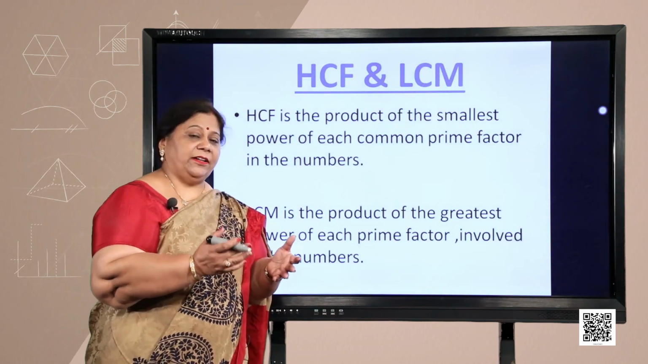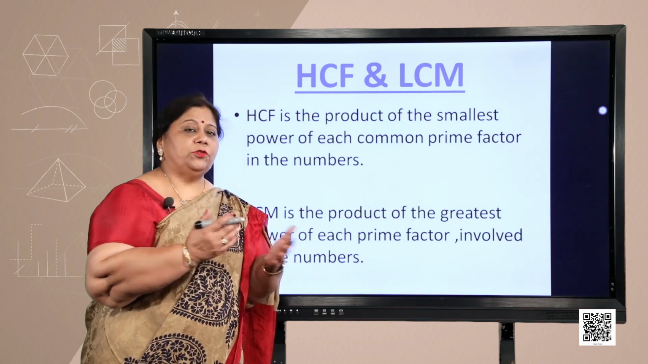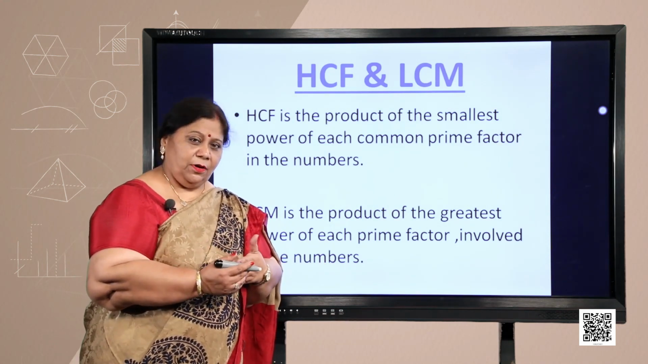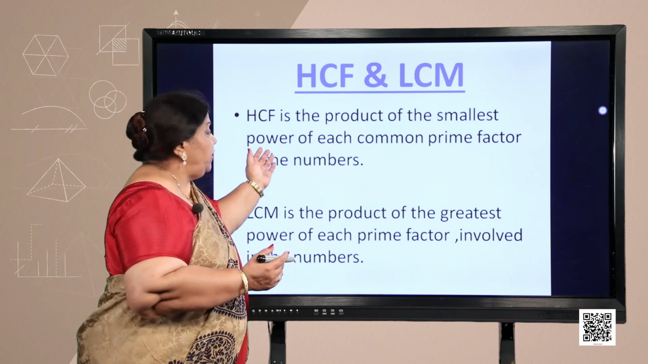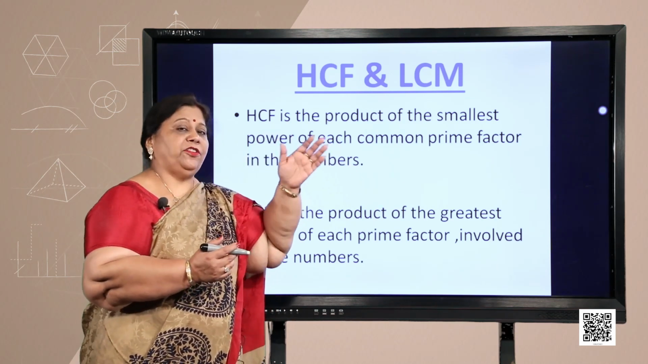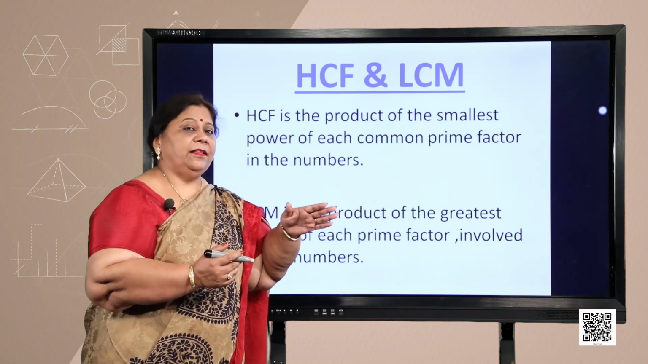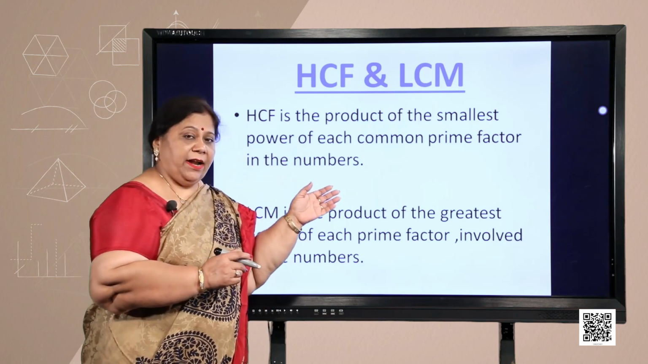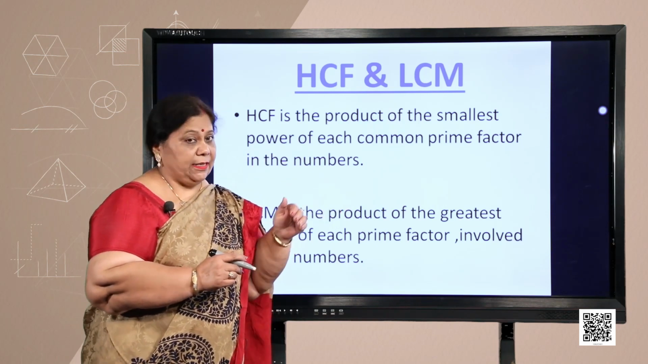Suppose I find out the factors of 6, 2 into 3. I can write it as 3 into 2 also. So, I hope you understand, every composite number can be expressed as product of primes and the order does not matter. In this, we will also calculate the HCF and LCM.